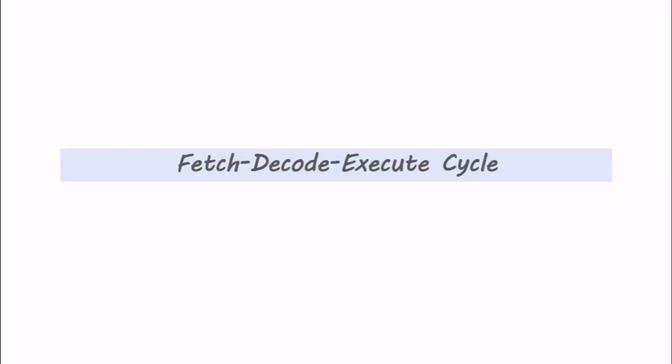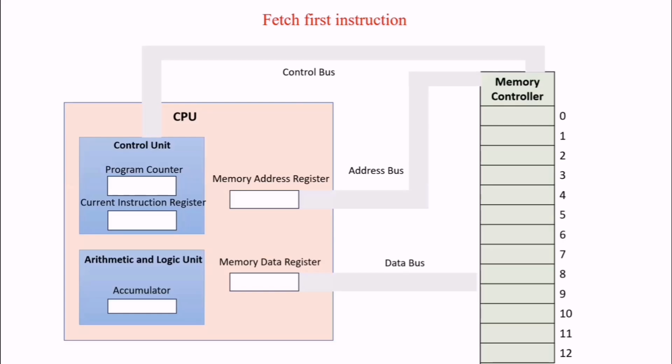In this video, we will explain the Fetch-Decode-Execute cycle. Let's have a look and recap the components that we explained before. So the CPU contains two main units: the control unit, which manages and controls the flow of data and instructions within the CPU, while the arithmetic and logic unit is responsible for carrying out arithmetic and logical operations. We also have registers that are small and fast storage locations used to hold data temporarily.